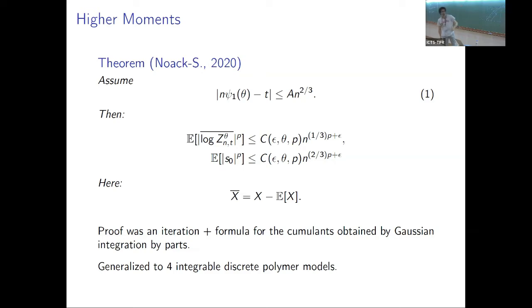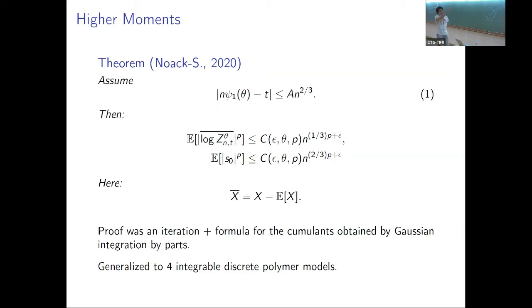But you see here, there's still a loss of epsilon, and we didn't really quantify what the dependence of the constants was on p and epsilon, and that would be important if you wanted to get the correct tail behavior. This also generalizes to the four discrete integrable polymer models. A similar proof, you don't have Gaussian integration by parts, but you can do something similar.